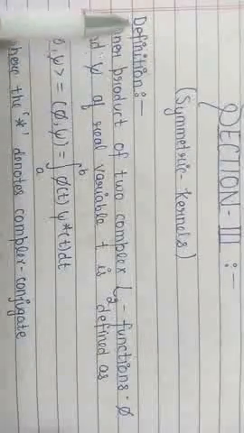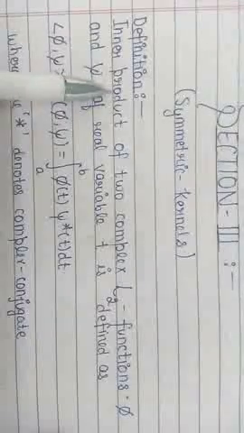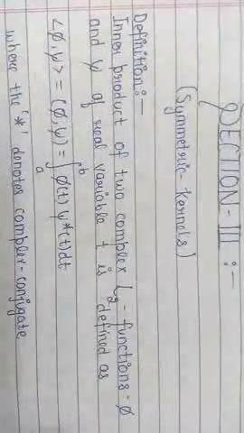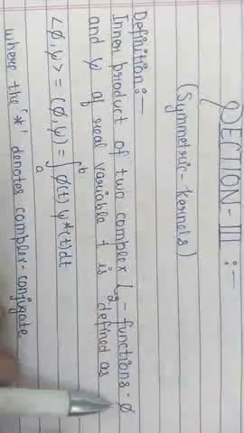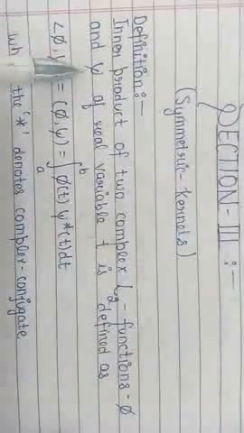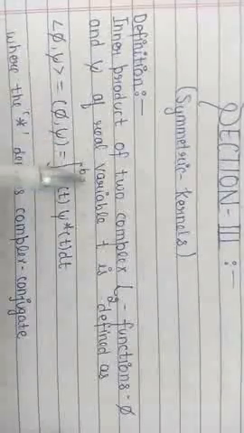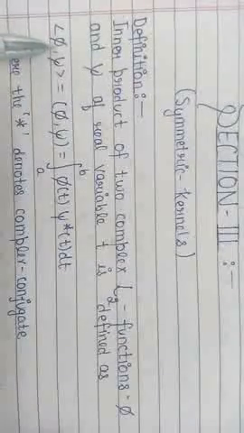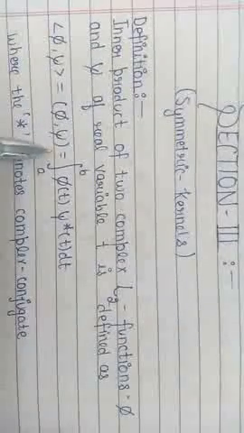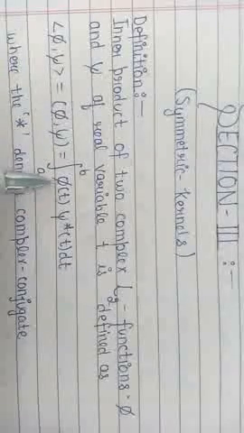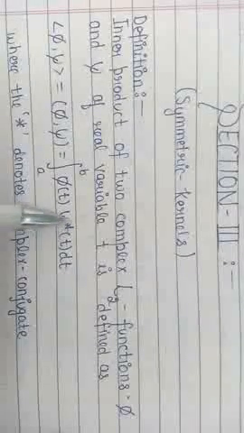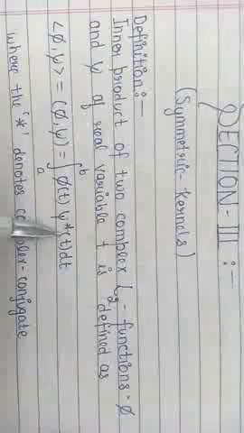So first definition is, what is the inner product of two functions? Let us take two complex square integrable functions, the function phi and the function chi. These are functions of a real variable t. Then the inner product of phi and chi is defined by the integral of the product of the function phi with the complex conjugate of the function chi. Here the asterisk denotes the complex conjugate.